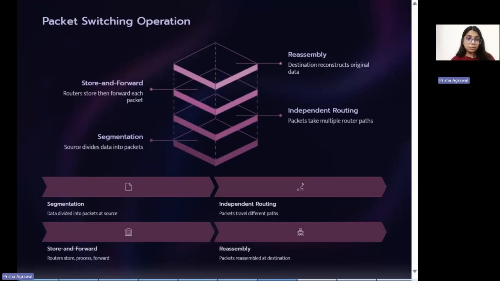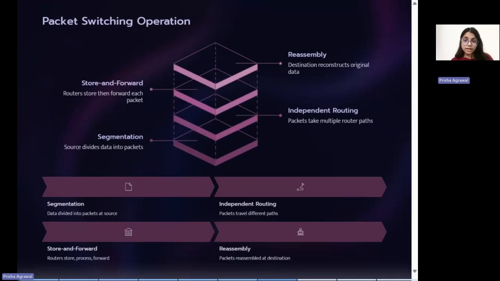Then we have packet switching operation. The operation of packet switching can be explained through four main steps: segmentation, independent routing, store and forward, and reassembly. For segmentation, the original message is divided into several smaller packets. Breaking vast data into smaller packets makes transmission more manageable and efficient. Each packet carries a portion of the original message along with control information such as the addressing information.